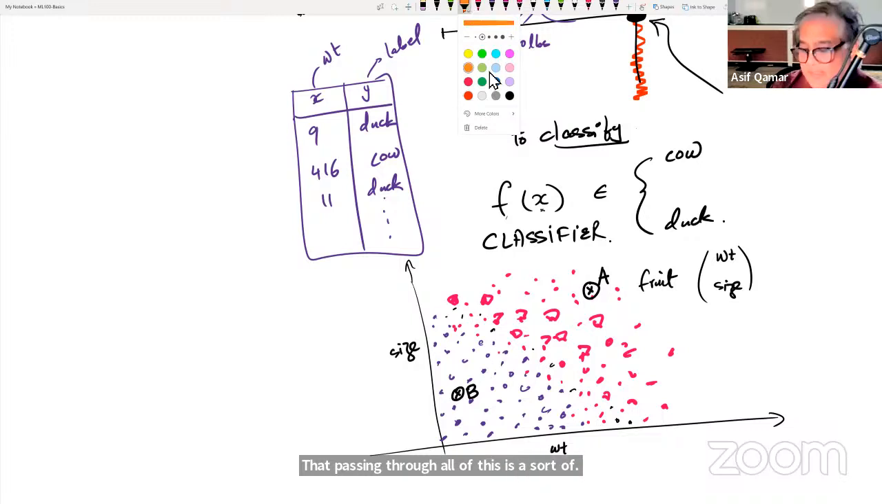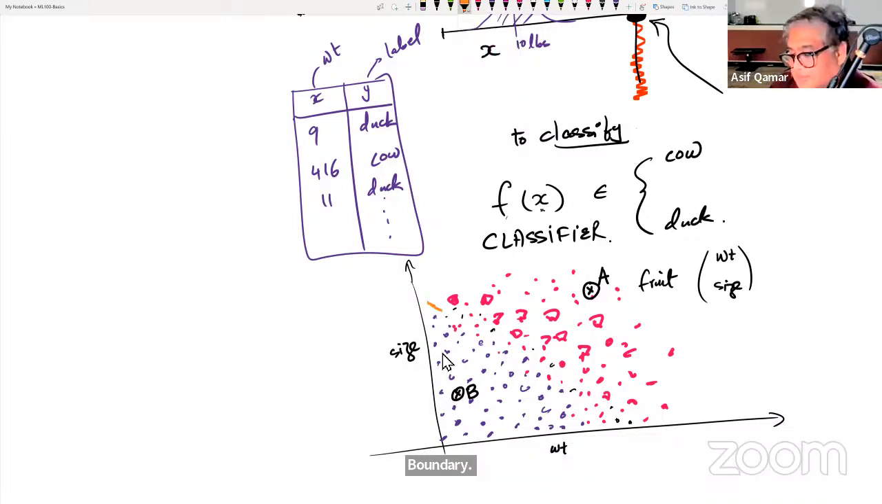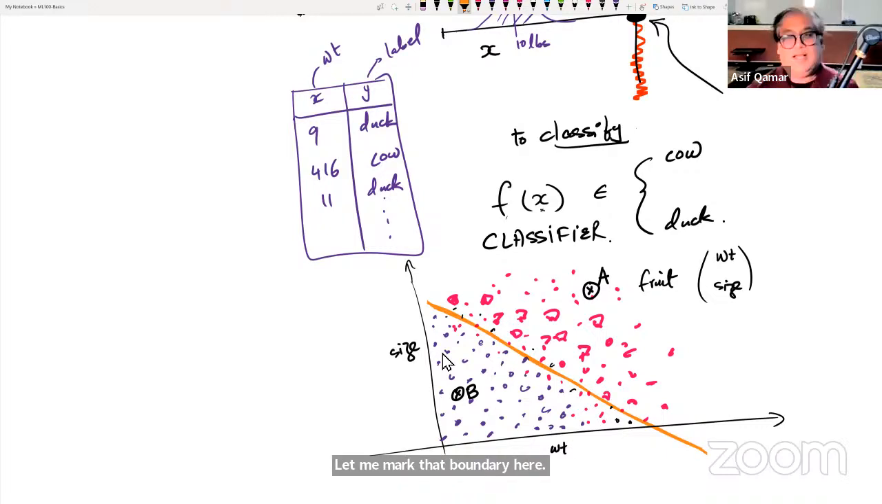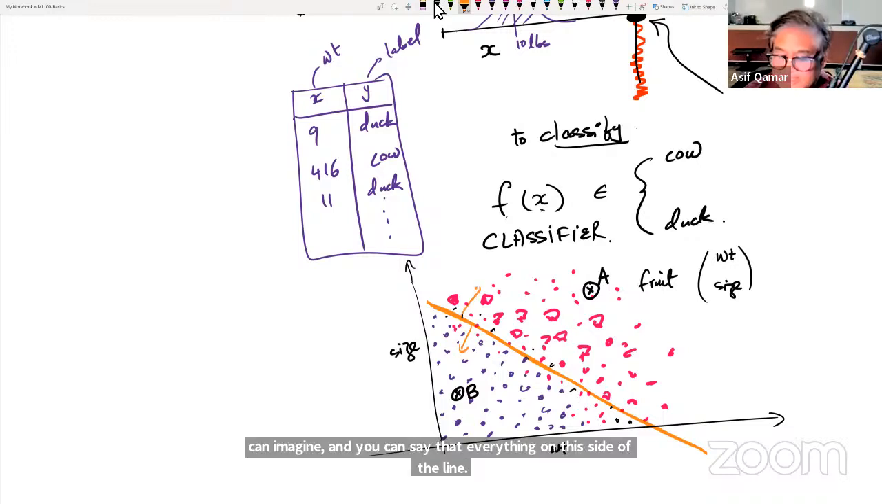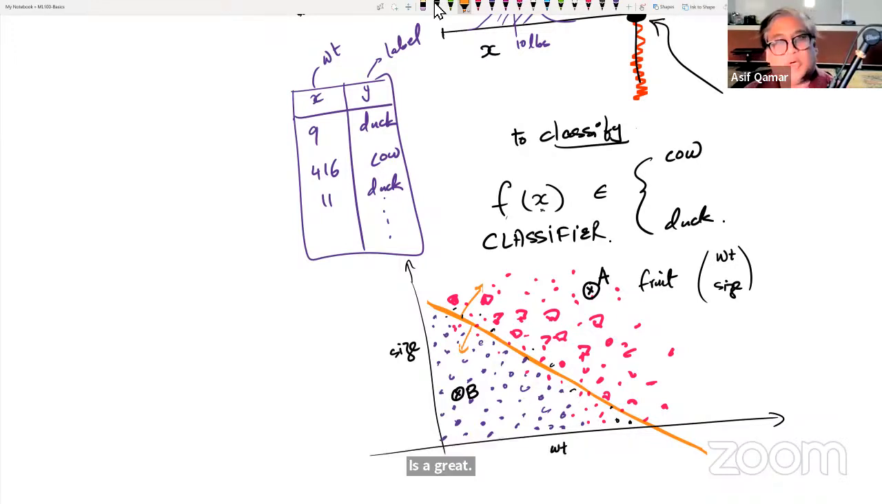Let me mark that boundary here. A line, you can imagine. And you can say that everything on this side of the line is a grape. Everything on this side of the line is a strawberry. If you could find such a line to separate it out, it doesn't mean that it's perfect. As you can see, there are some grapes on one side. You will still make mistakes.